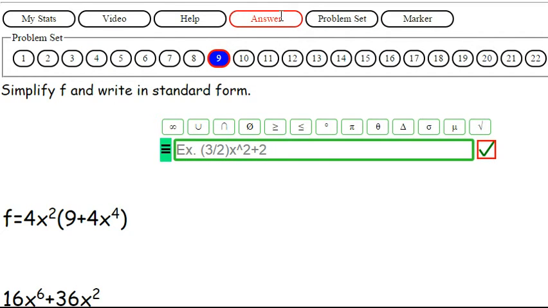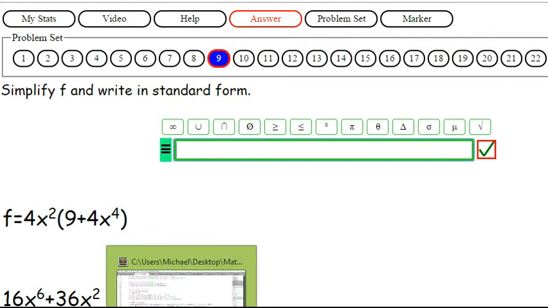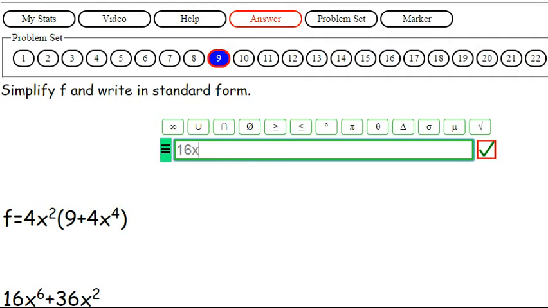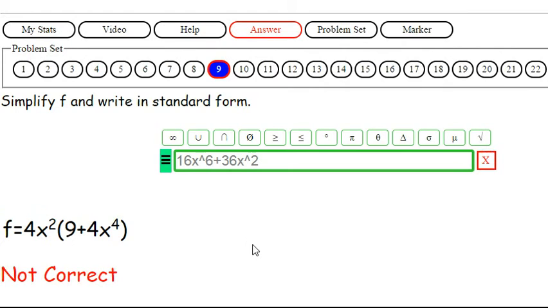Let's come up here. 16x to the 6th plus 36x squared. Of course we could try putting that in right here. 16x to the 6th plus 36x squared. Let's go ahead. Not correct. That's not good. What did I do wrong? 16x to the 6th plus 36x squared.